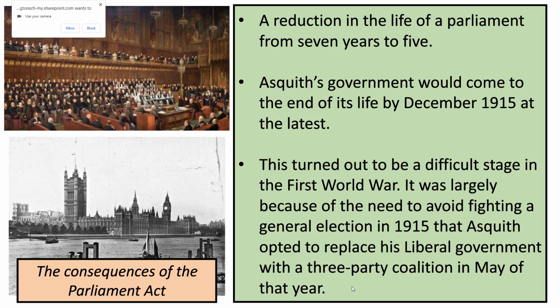Obviously, by December 1915, we're at war. So this is a particularly difficult stage in the First World War. We're not doing particularly well. We've dug in, stalemate. The Western Front's moved a couple of millimetres by now. Because we'll look at this in more detail when we get to the impact of the First World War, basically, Asquith opts to replace his government with a 3-party coalition in May 1915 instead of fighting a traditional general election.